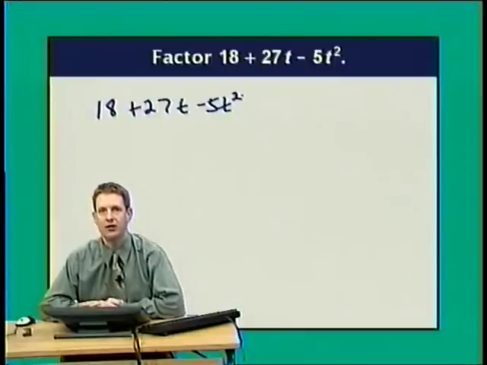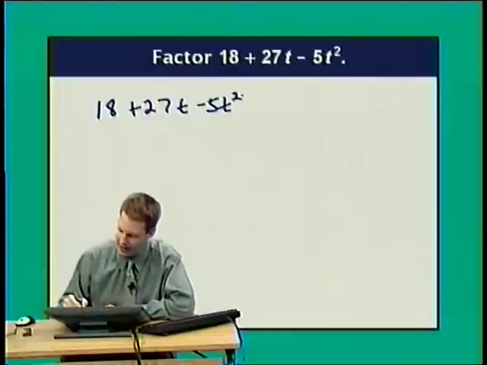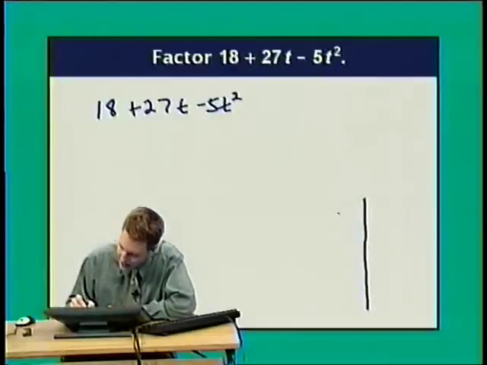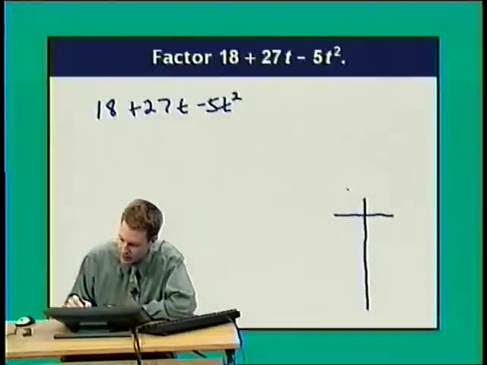So what do I need to do? I need to come up with two numbers that multiply to the product of 18 and negative 5. Let's see, that product is negative 90. I need to come up with two numbers that multiply to negative 90 and add to positive 27. That sounds kind of tricky to me. This seems like it might be a good place to actually do a little bit of scratch work.